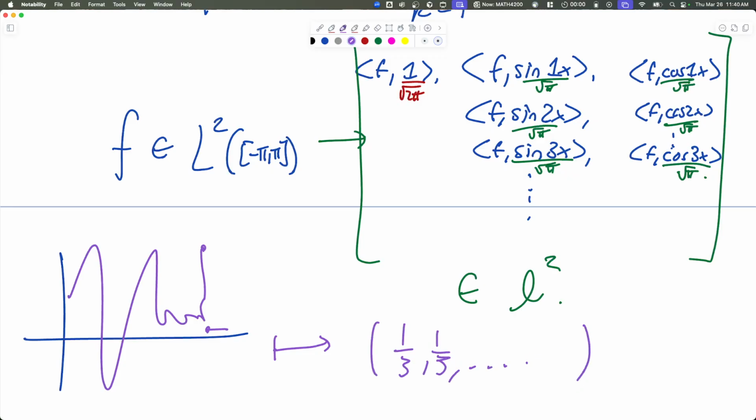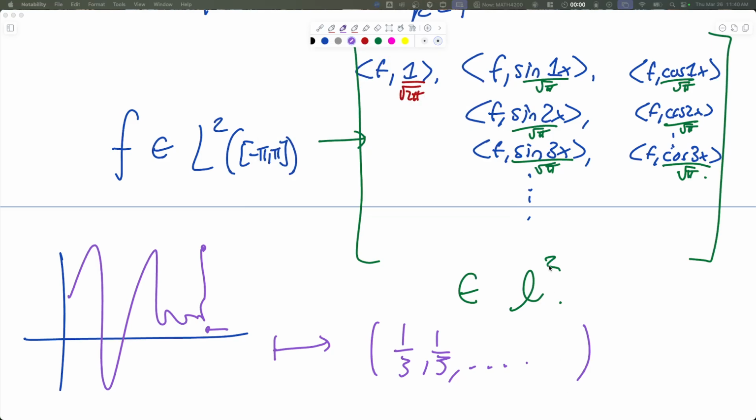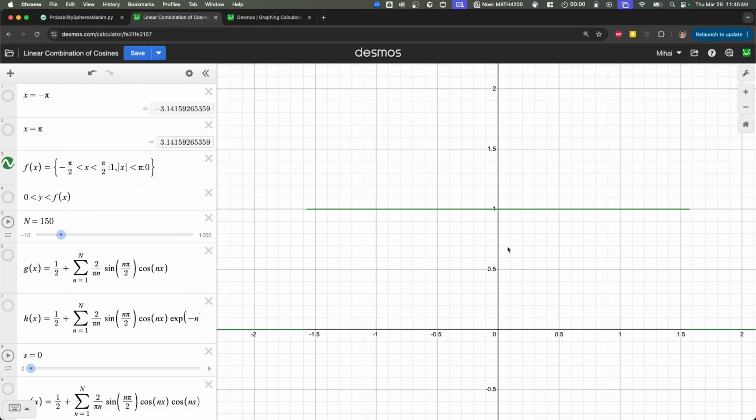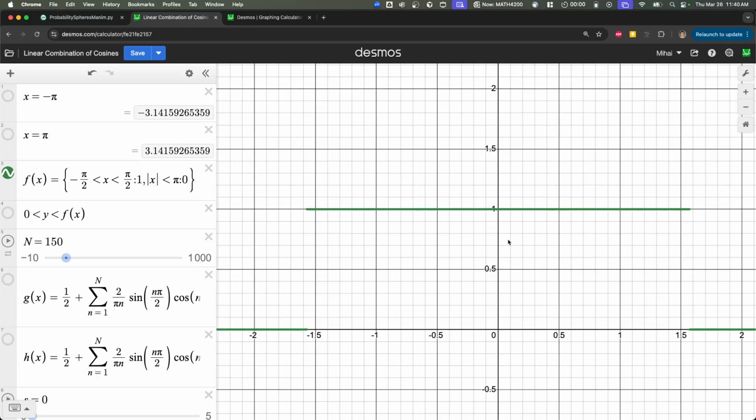To give a concrete example, I opened up an old file from the very first day of class, which was this function. It was the function in green over here that is a little bit hard to see. It's the function which is 1 between negative pi over 2 and positive pi over 2. This function looks boring, but I assure you this function is crazy because it has discontinuities, okay? So it's some weirdo function.